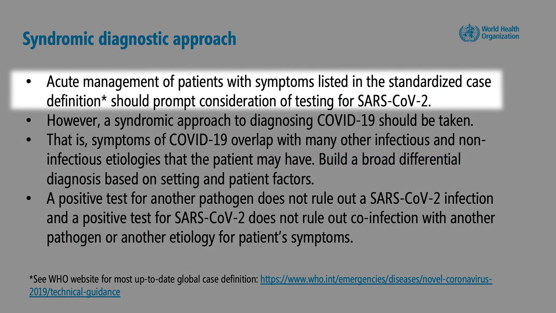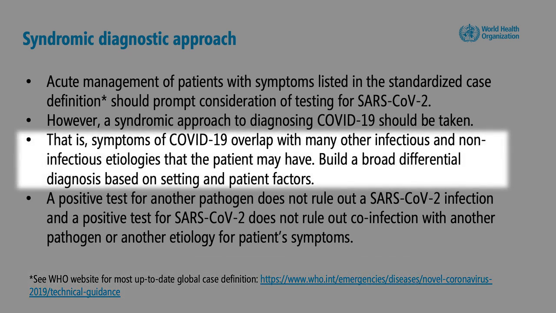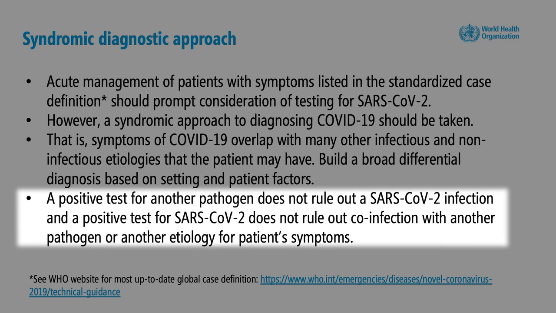When a patient with symptoms listed in the standardized case definition presents to a health provider, promptly consider testing for SARS-CoV-2. Please see the link on this slide for the WHO global case definition. Symptoms of COVID-19 overlap with many other infectious and non-infectious etiologies that the patient may have. Build a broad differential diagnosis based on setting and patient factors. That is, take a syndromic approach to diagnosing COVID-19. A positive test for another pathogen does not rule out a SARS-CoV-2 infection, and a positive test for SARS-CoV-2 does not rule out co-infection with another pathogen or another etiology for the patient's symptoms.